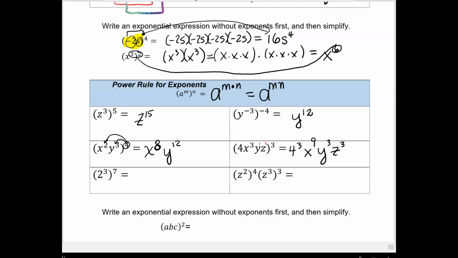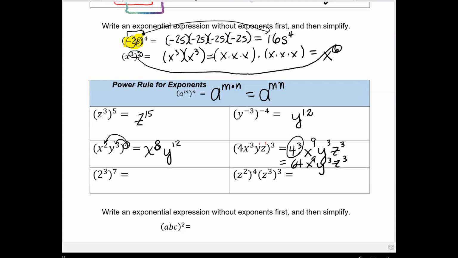Let's clean this up a little bit because we can do a little bit more work. We can put 4 to the third either in the calculator, or if we just know 4 times 4 times 4 is 64, we can go ahead and write that down. 64 x to the 9th y cubed z to the third.